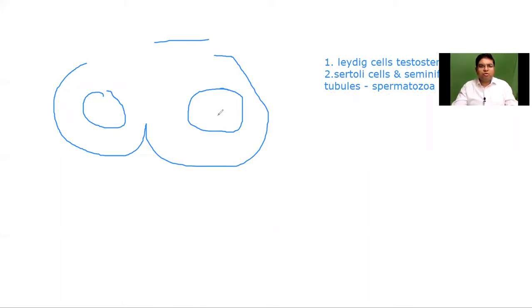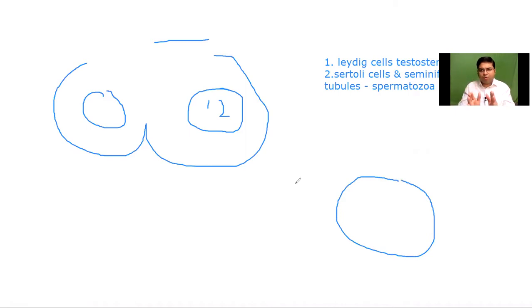Okay, fine. So there are two outlets of the testis. If you can draw it like here, this is the testis. So there are two outlets. One is the blood outlet. In medical terminology it is very common that there are two types of blood vessels. One is an artery and one is a vein.